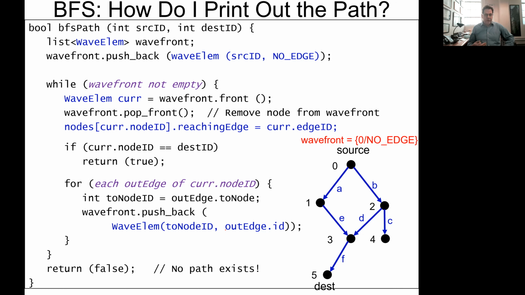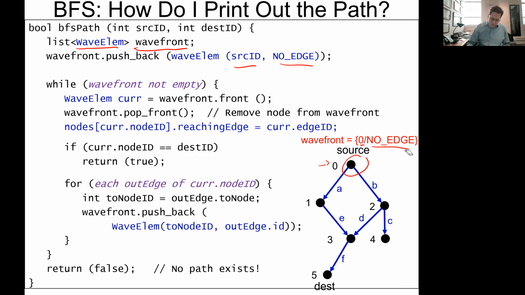Here's my breadth-first search algorithm repeated here with a little bit of extra code so that I'm going to be able to keep track of how I got to the destination. So let's just walk through this again. We have a linked list of wave elements, that data type that I just created. I'm calling that the wavefront. And I'm going to start my search by pushing into the wavefront a wave element that has the source ID and no edge. Okay, so that's this. It's the start of my path. So my wavefront has node 0, because that's what I've said my source is for this example, and no edge, because start of the path, nothing before it.